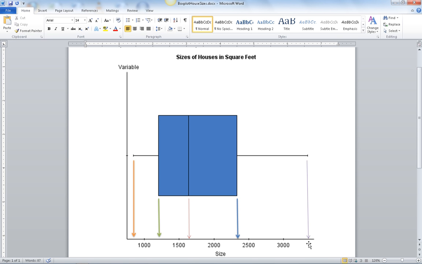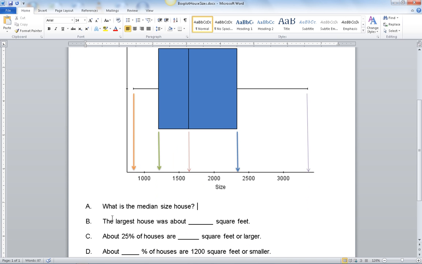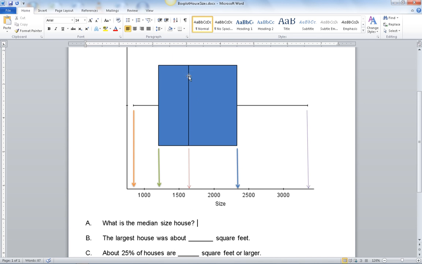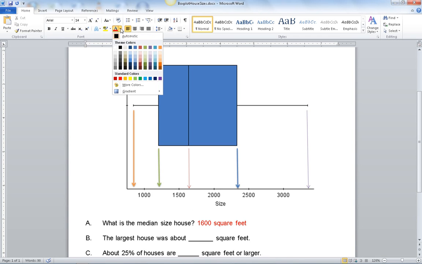3,400 reading that axis. So some types of questions I could ask is just, what is the median house size? Remember, the median is where the line in the middle of the box is located, and that would be at about 1,600 square feet. Now the largest house would be the one that has the most square footage, and that might be somewhere around 3,400 square feet. So I'll change colors and try to make these line up.